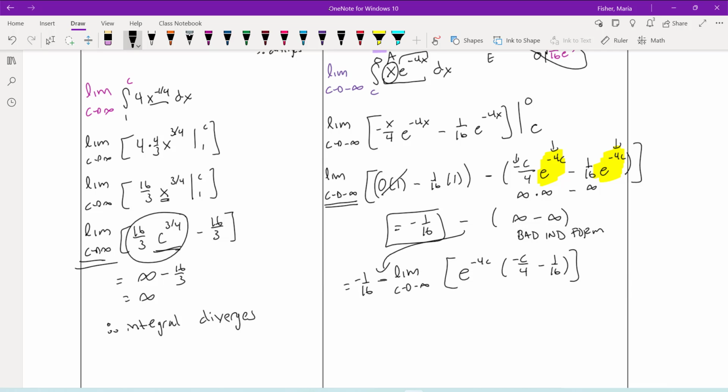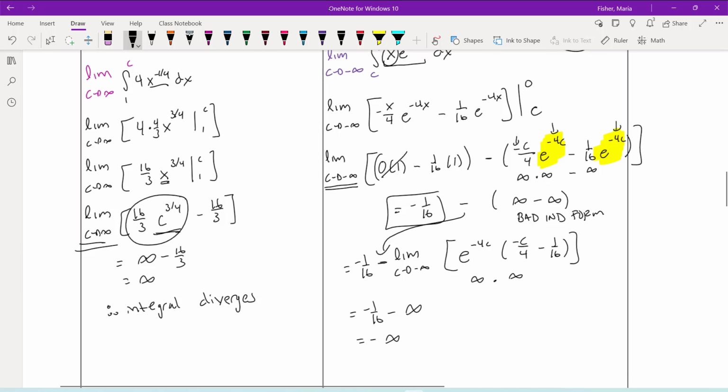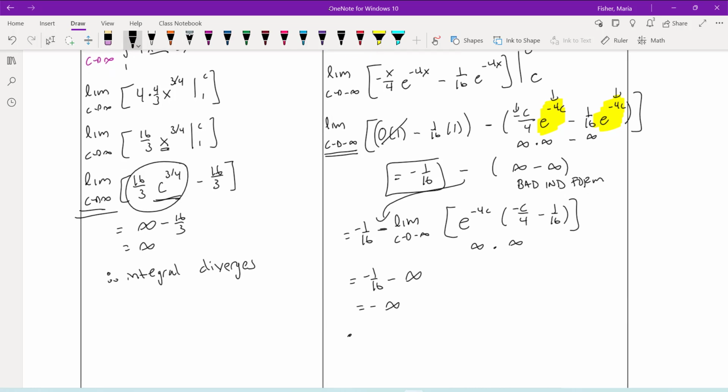Now if I try to take the limit, this is going to be infinity, and this is going to be times infinity. Infinity times infinity is not an indeterminate form, we know that that's equal to infinity. And negative 1/16 minus infinity is negative infinity. So since I got negative infinity, what does that mean? That means that my integral diverges.